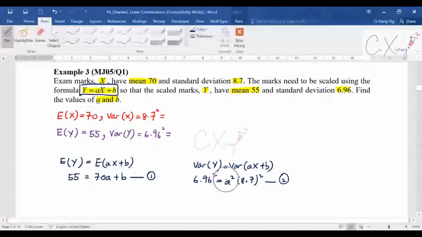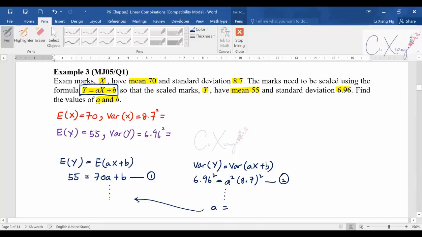I think from the second equation, you can straight away get the A first. And after that, substitute the value of A into equation number 1. Then only you get B. So the B value should be -1. I want you to have a try and see whether you can get an answer or not. A is 0.8, B is equal to -1.